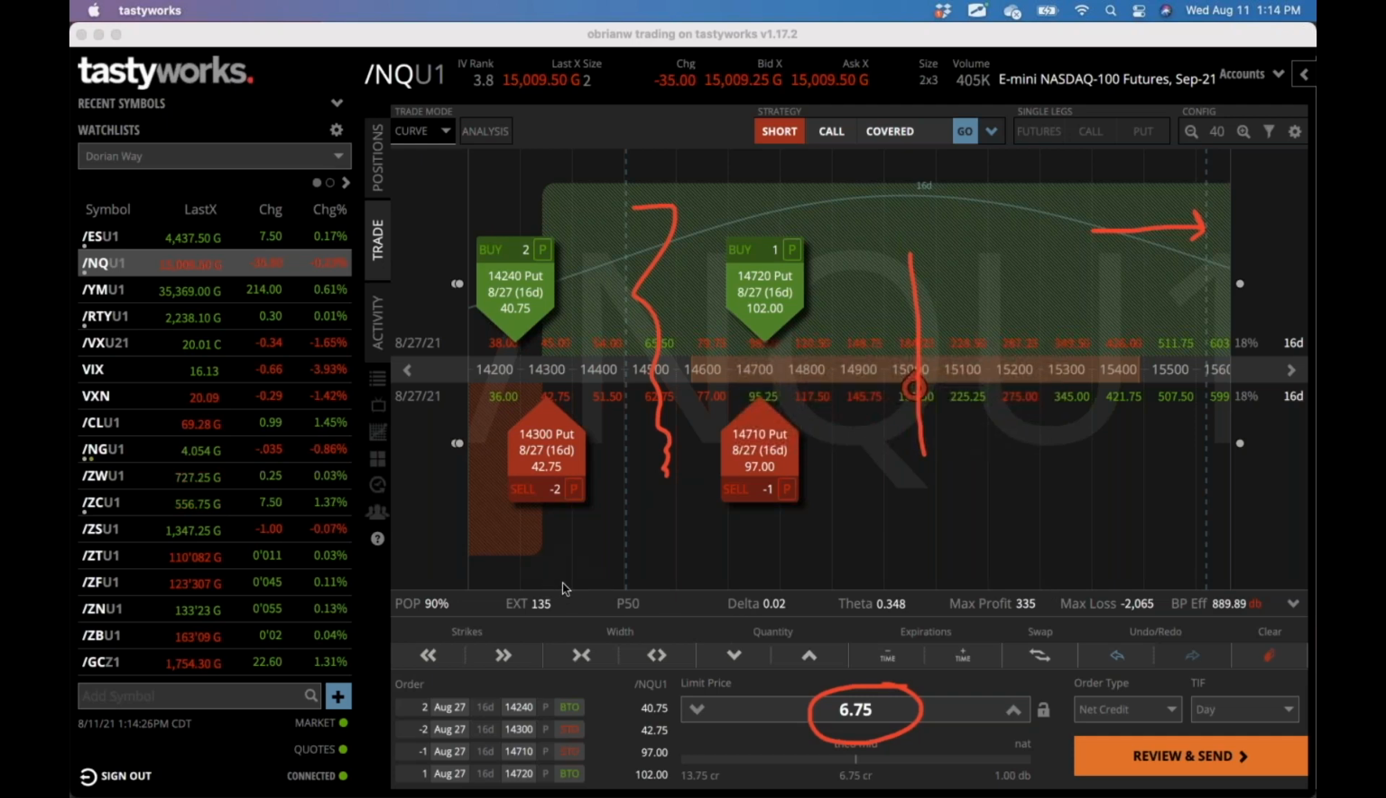As you can see, this is the credit that you're receiving before fees and commissions, the 135. But if it falls anywhere in this area, and let's say you still have it on and it was expiration, then you would make $335 before fees and commissions. But we're not trying for it to do that. But if it does, then that's fine.